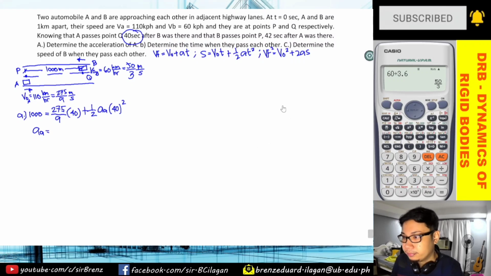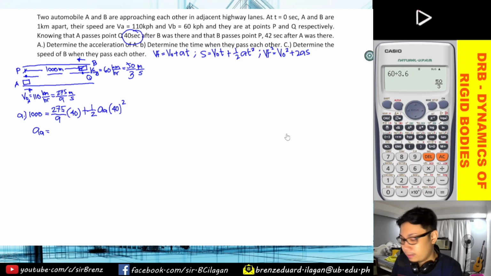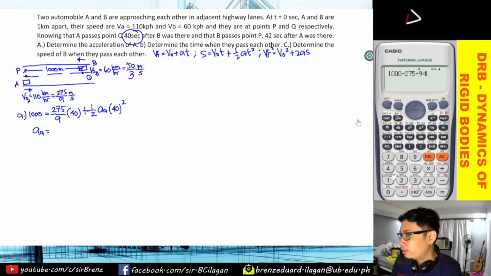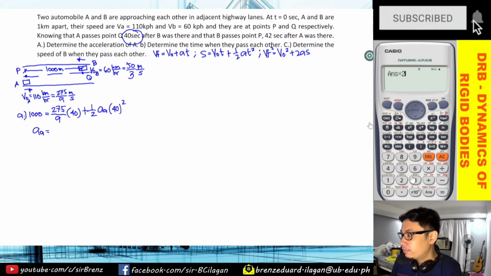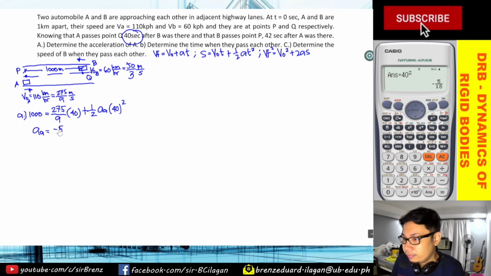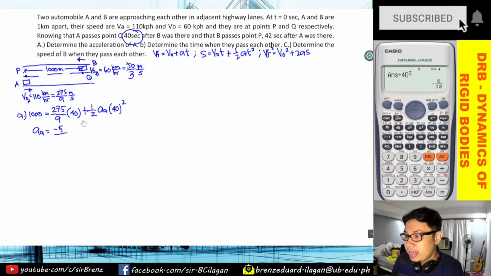So, 1,000 minus 275 divided by 9 times 40, and then times 2, divided by 40 squared. Alright guys, so kung napansin ninyo, negative yung value niya. So ibig sabihin pala, yung car A mo is pabagal, nagde-decelerate siya.